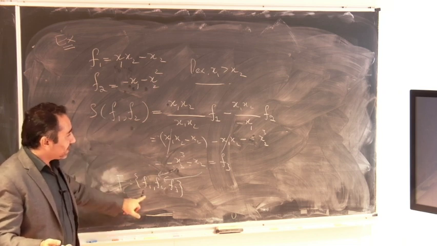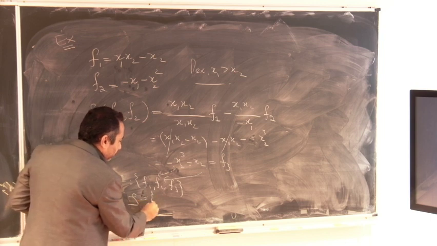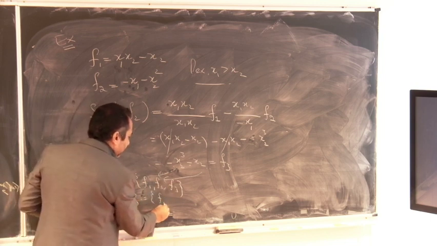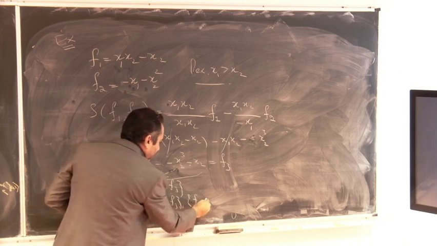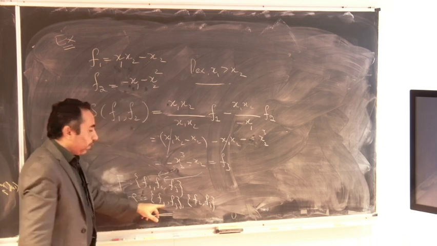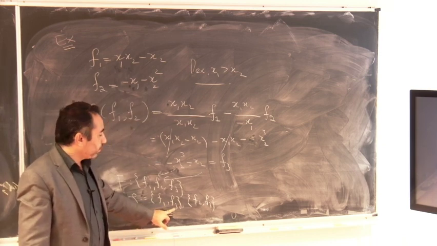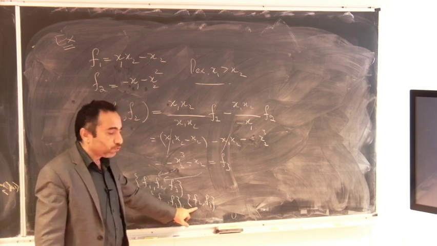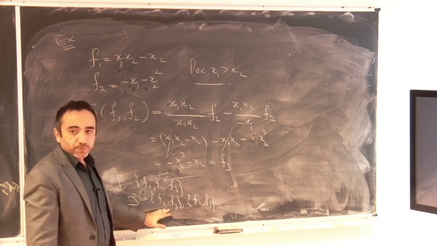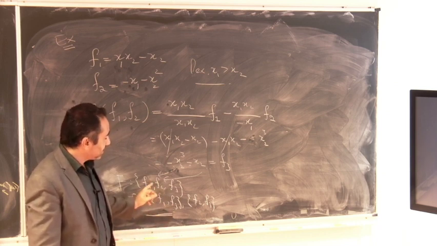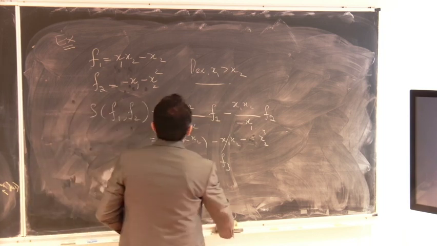So in our set, where we have all possible pairs, there will be only two new pairs. One is with f1 and f3, and the second pair is f2 and f3. So now we need to compute the S polynomial for f1, f3, and the S polynomial for f2, f3. After computing these S polynomials, we need to divide them by f1, f2 and f3. So let's compute it.